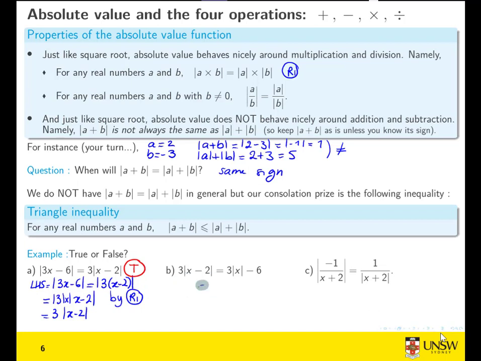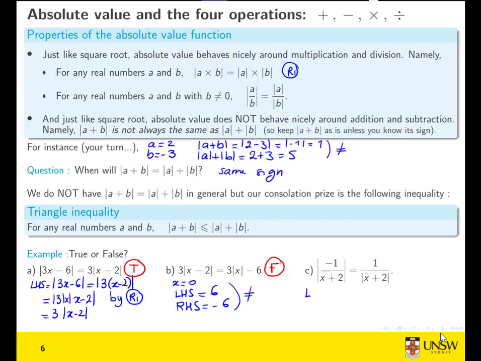So the question is, is this true for all x? And if you just try x equal to 0, your left-hand side will be equal to 6, whereas your right-hand side will be equal to -6, so they're not equal. So B is false.